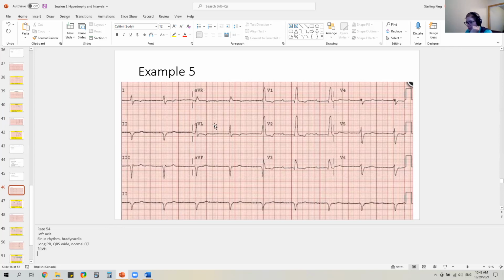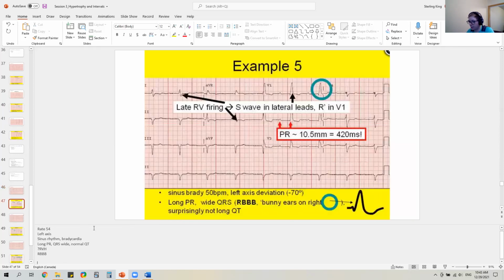So what we talked about: wide QRS, bunny, your ears should be going up, looking for bunny ears. So if we go over here, RSR, RSR, yeah, bam, done. That is the right bundle branch block. It's kind of got this slow start, but it's not really as important. So let's see how we did.